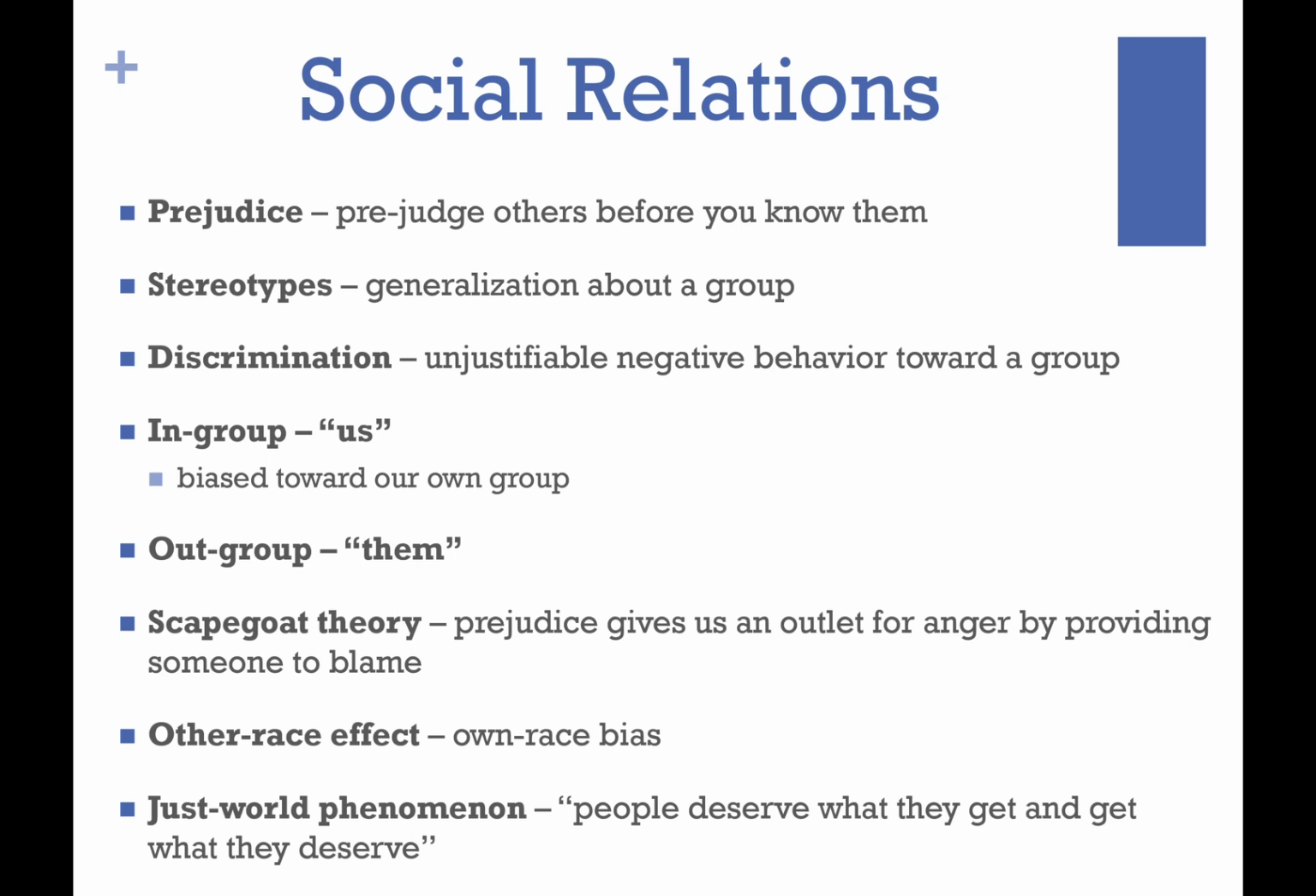The other race effect is a common phenomenon that happens for people inside of racial types, genotypes, where they can recognize the differences among people that share their race, but they tend to not be able to tell the difference between people of other races. So they would have a difficult time recognizing the different facial features or telling people apart from a different race, but can notice the facial differences of people inside of their own race.